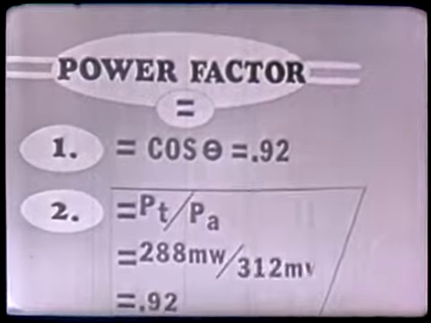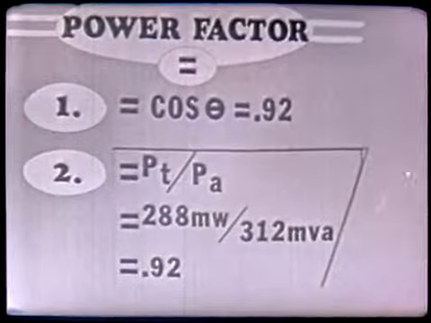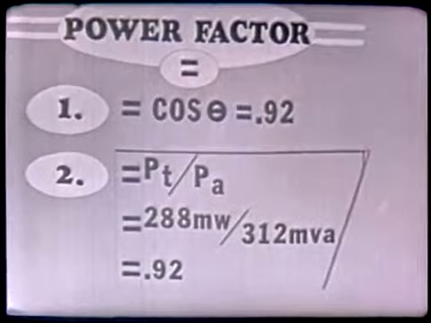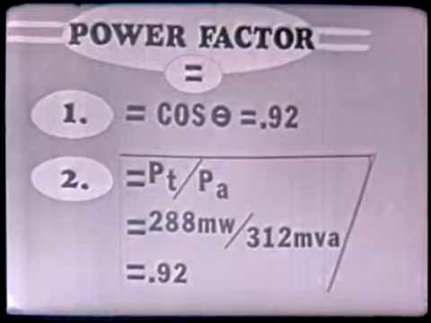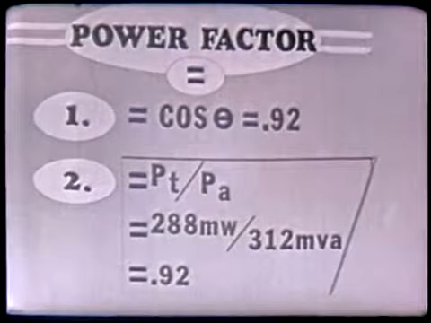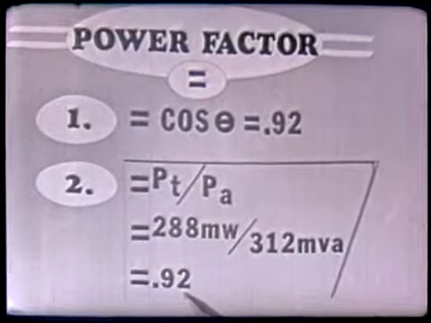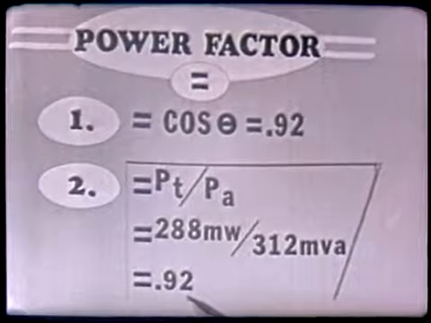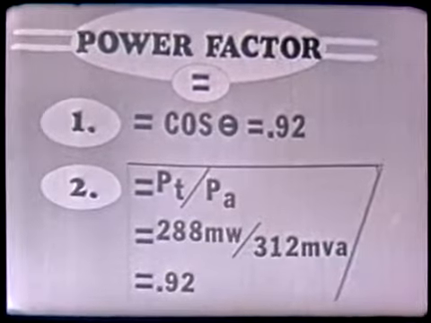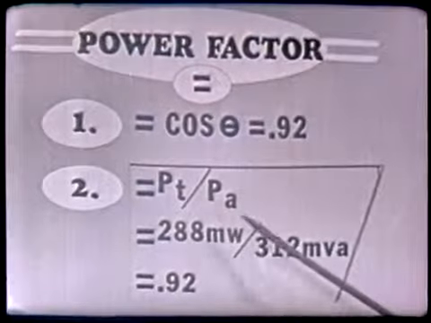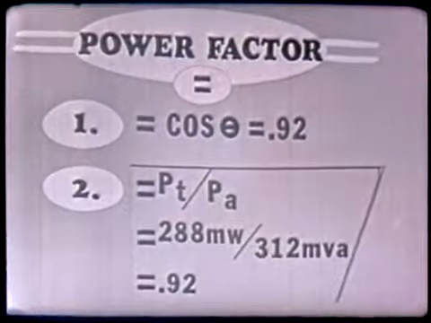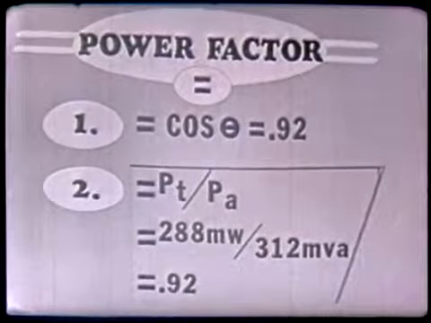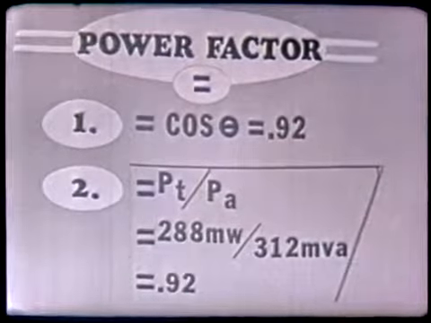Another relationship for power factor is the ratio of true power to apparent power. Substituting into this formula, we can once again see that our power factor is the same, 0.92. Now also in Formula 2, if you know any two quantities, you can always solve for your third unknown, sort of like Ohm's law. Simply transpose your formula and then solve for that third unknown quantity.